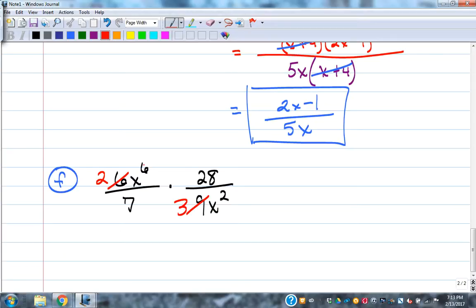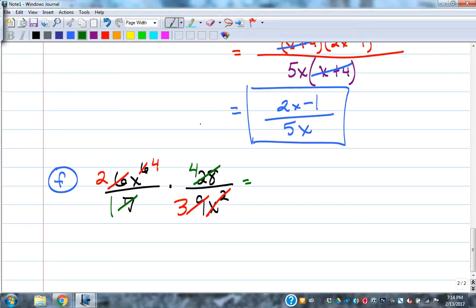And then what about the x squared and the x to the 6th? It's got 6 x's up top and 2 x's on the bottom. So divide the 6 by 2. What's the rule for exponents when you divide? Subtract. That's right. So 6 minus 2 would be 4. So these two cancel 2 of those, so there's x to the 4th left over. What about the 7 and the 28? 7 is really a 1, but it cancels it completely out.